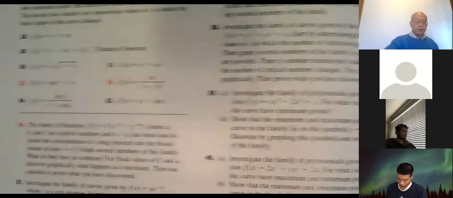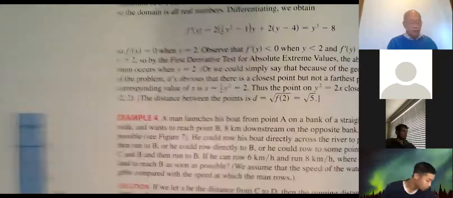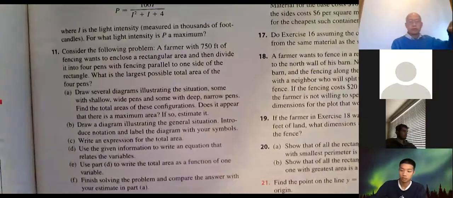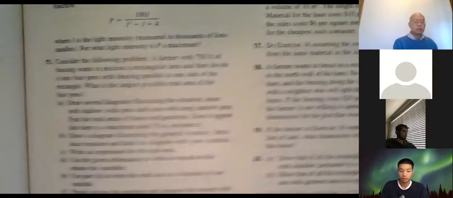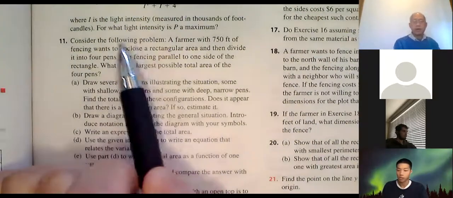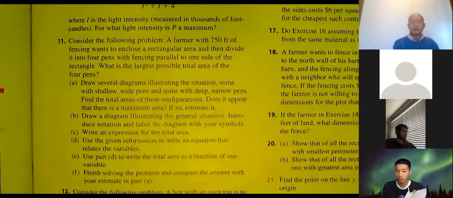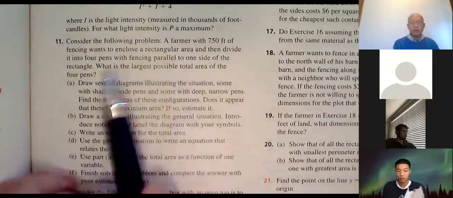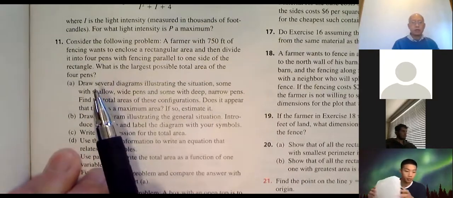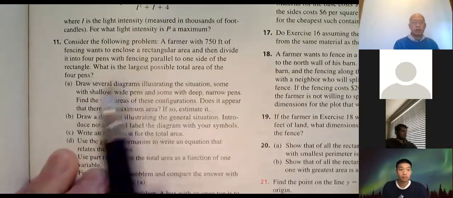And let's see, another one that I already did for somebody during office hours was in 4.7, so I'll knock that out of the way. 4.7, number 11. So let me show you that. Consider the following problem. A farmer with 750 feet of fencing wants to enclose a rectangular area and then divide it into 4 pens with fencing parallel to one side of the rectangle. What is the largest possible total area of the rectangle?